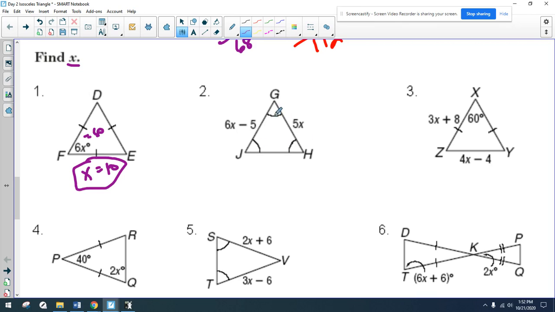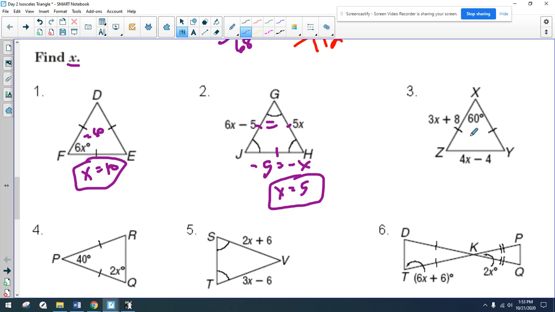Over here, equal angles mean all equal sides. So I can set those two equal to each other. If I subtract the 6x, I get negative 1x. So bring down my negative 5, divide by negative 1, x is 5.